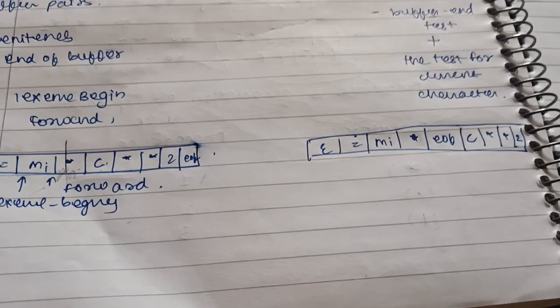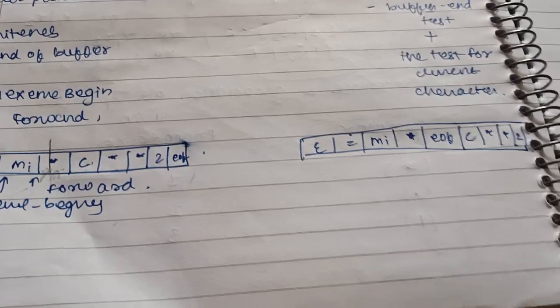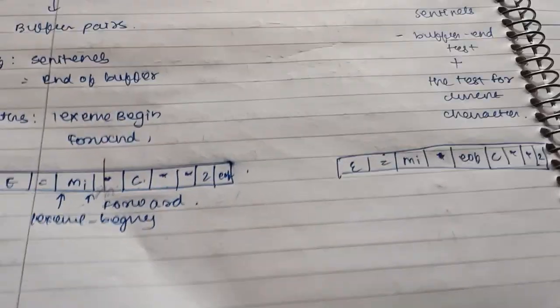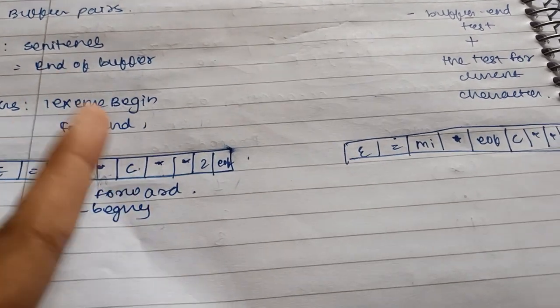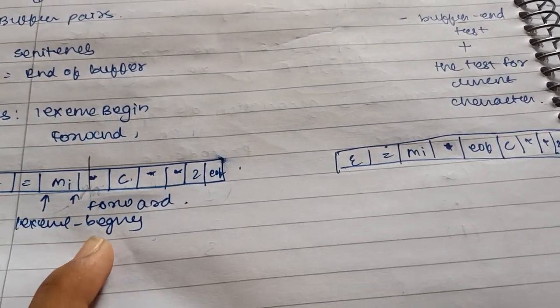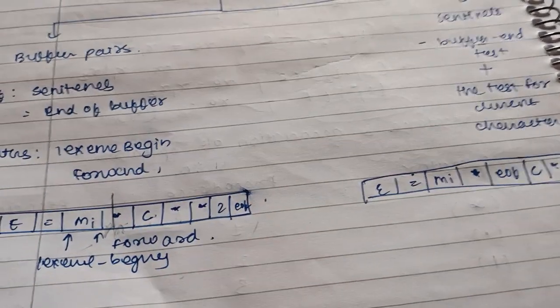Then lexeme beginning is set to the character immediately after the lexeme just found. When the lexeme is just found, lexeme beginning will point to the position right after it, and forward will be set one step ahead of the right end.